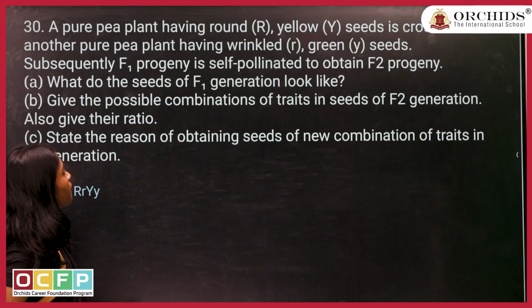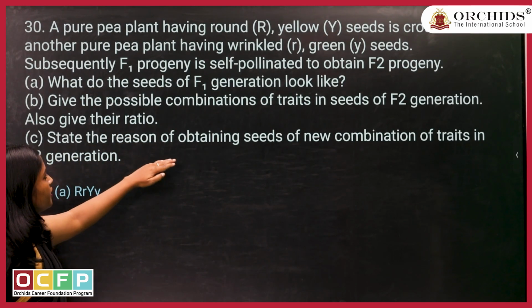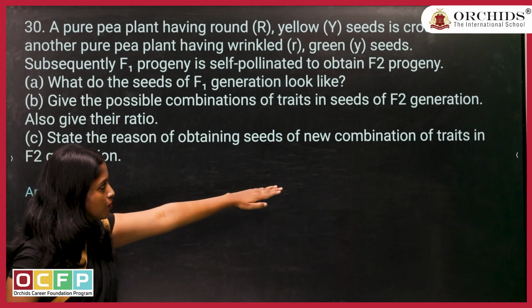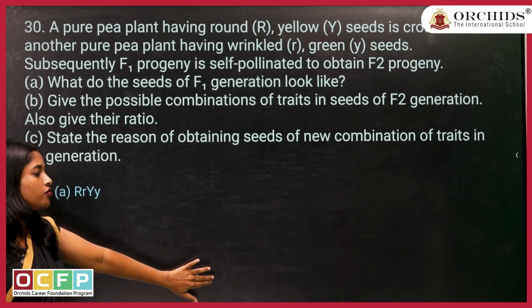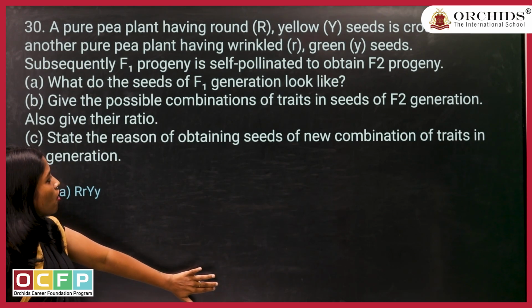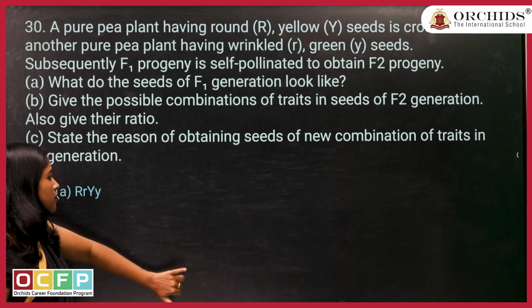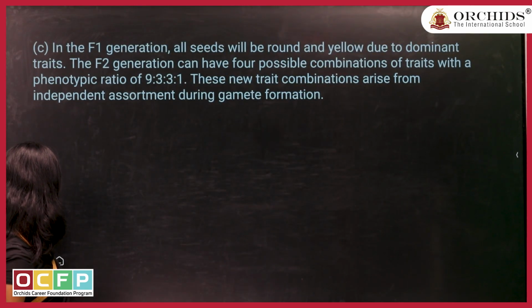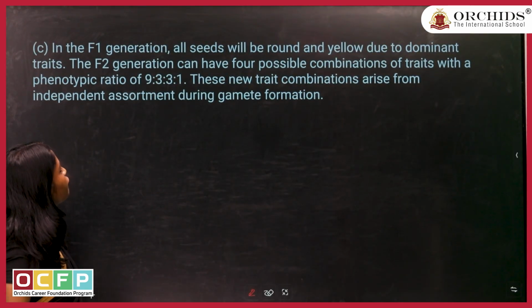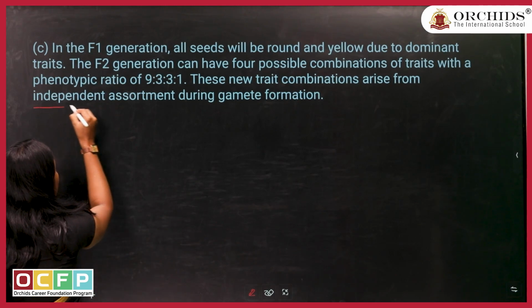Let us see the third question. State the reason of obtaining seeds of new combination of traits in F2 generation. Here you have to give the reason why you got different combinations in the F2 generation. So if you observe, this is basically because of independent assortment.